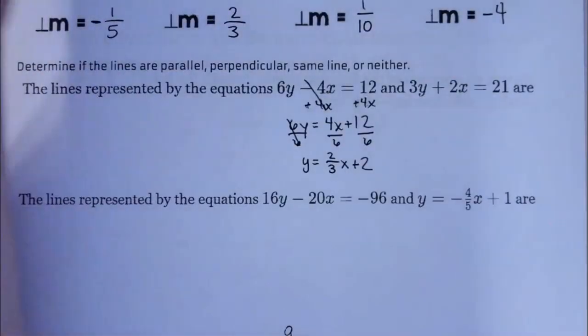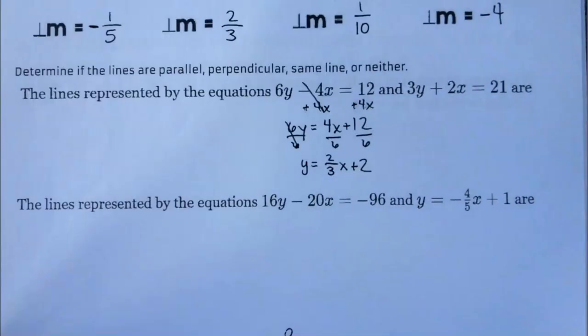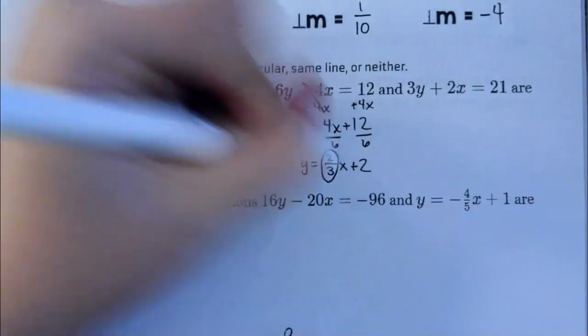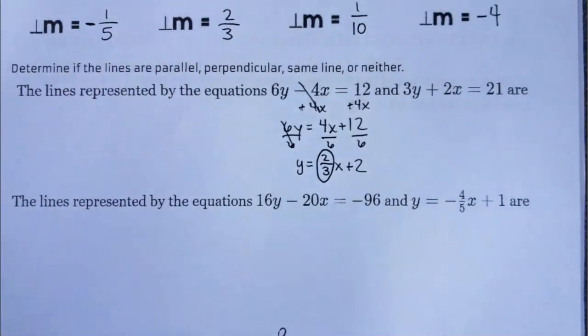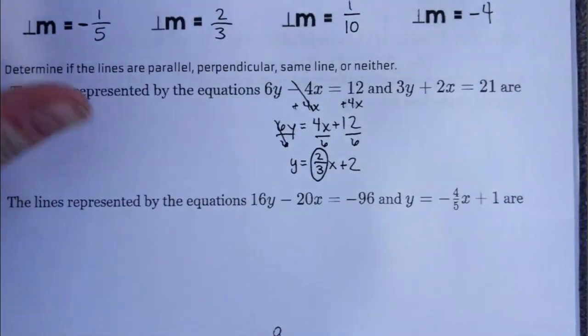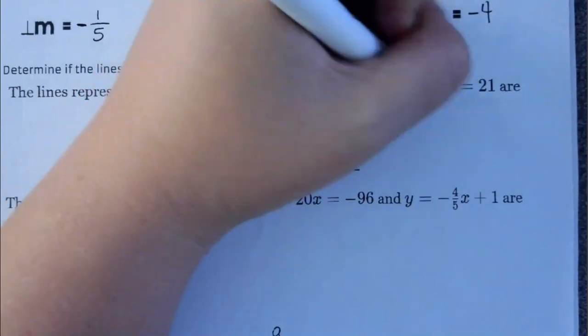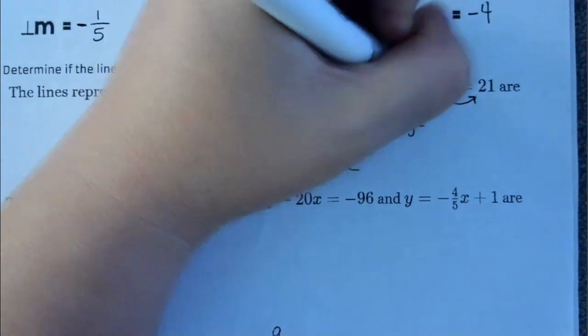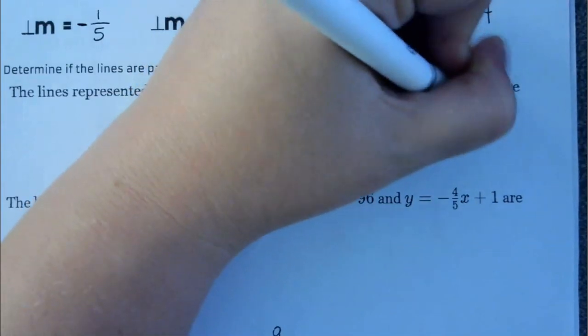All right, we're going to do the same thing on this side. So we have one line right here, and we are going to be looking at this slope. I'll circle it just to make it pop so we can see it. A positive 2/3 is the slope that we're looking at. And then we're going to move this 2x over to this side. 3y equals negative 2x plus 21.